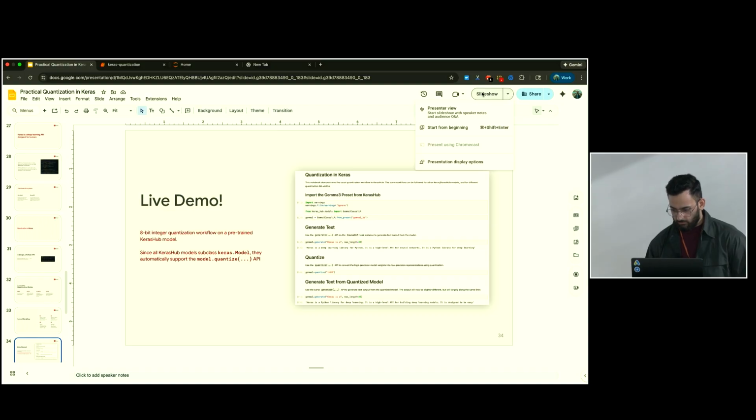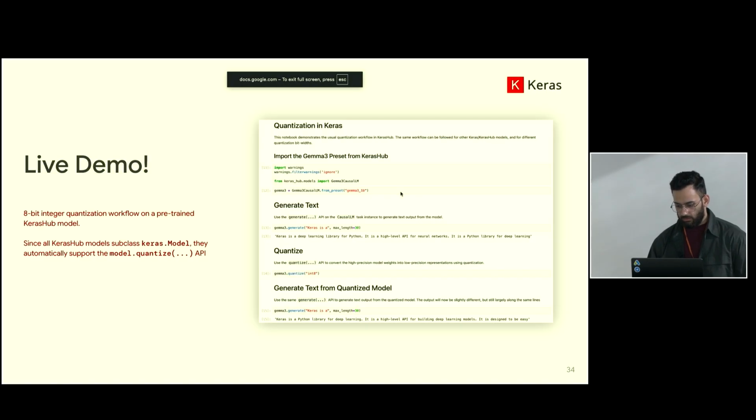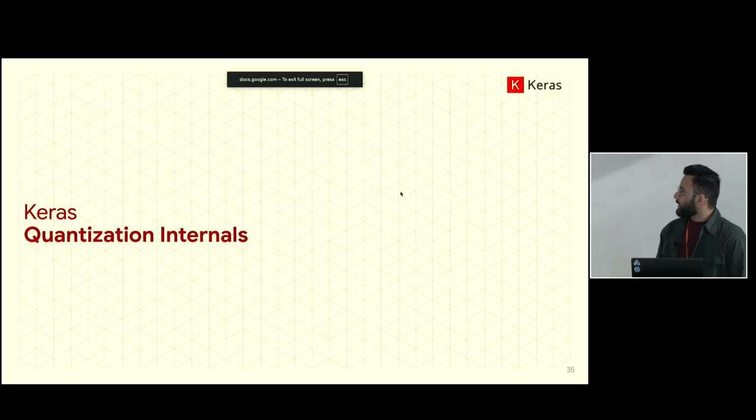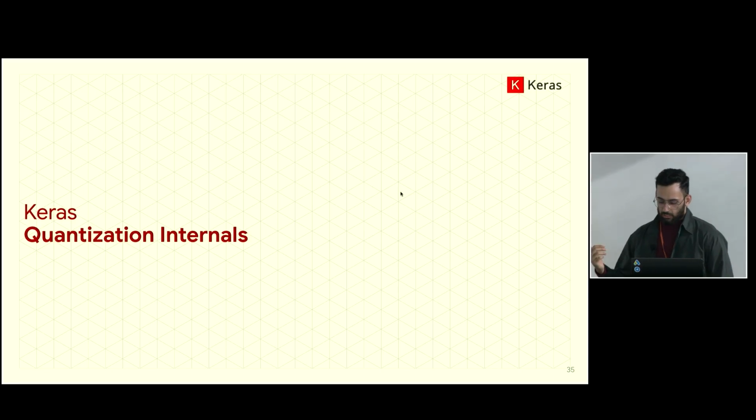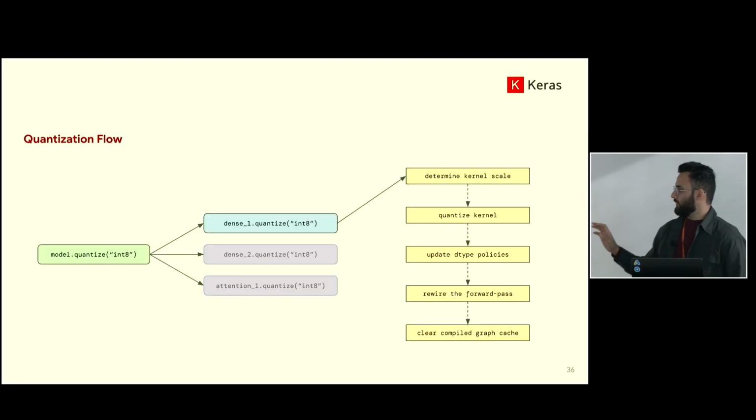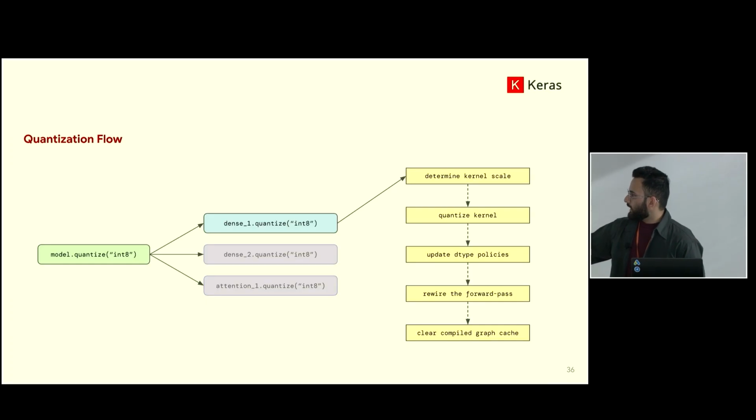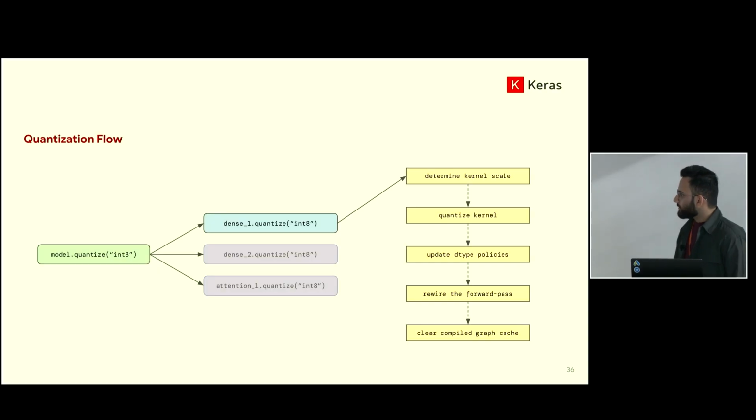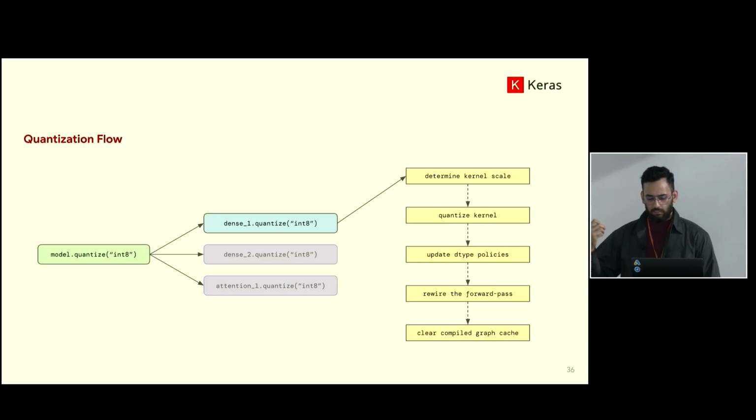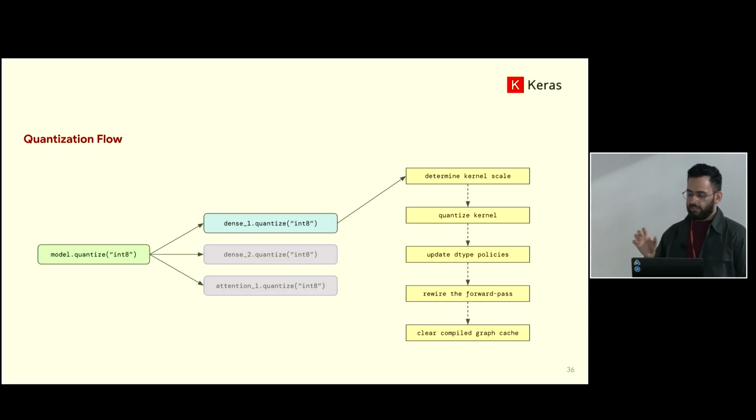Let's start back again from here. And how does quantization actually happen? I think I went over this very roughly when I was showing the live demo. So when you call quantize on a model, it traverses the model graph and tries to call quantize on every single layer that is there inside it. So if you have a dense layer, it will call quantize on that dense layer.